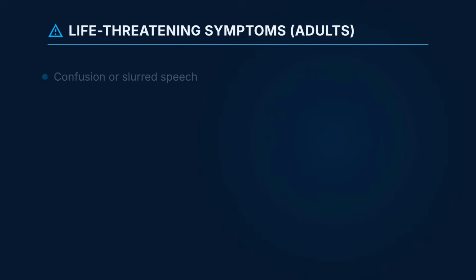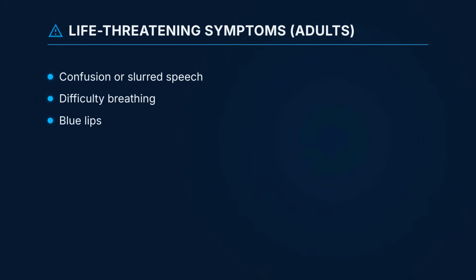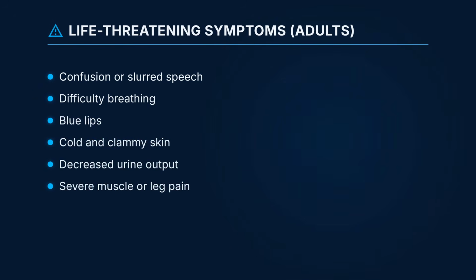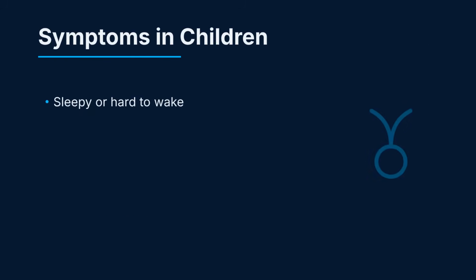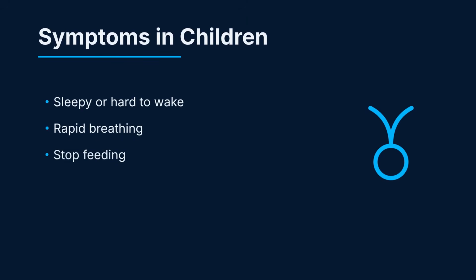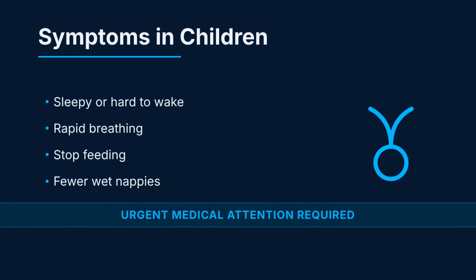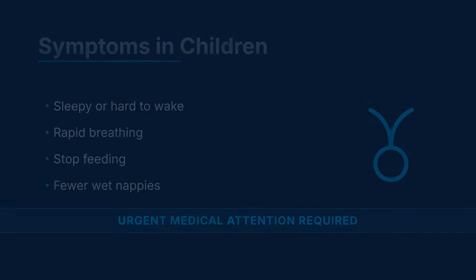As sepsis becomes more severe, more serious symptoms appear. Adults may become confused or develop slurred speech. They may experience difficulty breathing. Their lips may become blue. Hands and feet may feel cold and clammy. Urine output decreases. Patients often complain of severe muscle or leg pain, and some develop a non-blanching rash. Children may become unusually sleepy, difficult to wake, breathe rapidly, stop feeding, or produce fewer wet nappies. Whenever these symptoms are present, urgent medical attention is required.